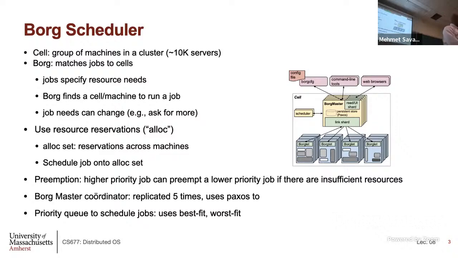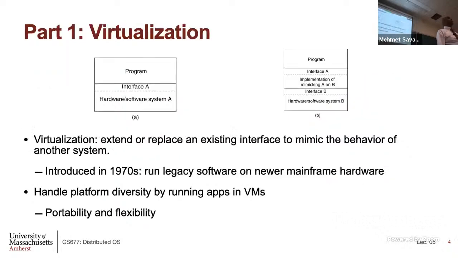So we'll now switch gears and talk about virtualization. Okay? So I'll give a very high-level introduction, okay? And then we'll start going into some of the details. Okay, so what does virtualization do? The idea of virtualization is to use one interface that some machine provides to emulate another interface, to mimic the behavior of a second interface.